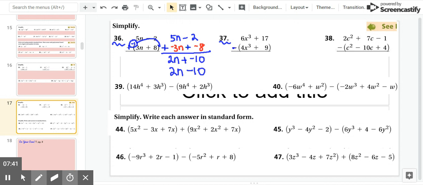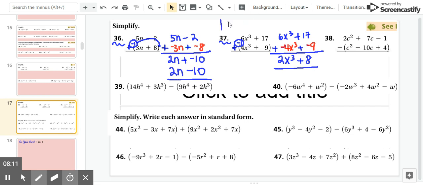And we also have subtraction here, so I'm going to change it to addition and -1. Keep, change, change. So let's rewrite it. Change it to an addition question: -4x cubed plus -9. So let's add this together. What's 6 minus 4? 2x cubed. 17 minus 9 plus 8. We're done. So I need you to do keep, change, change. And the reason why I do keep, change, change is you need to change it to an addition question. You know how to add.